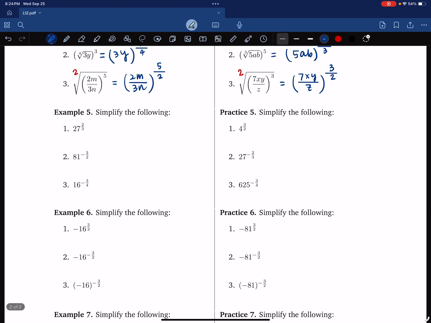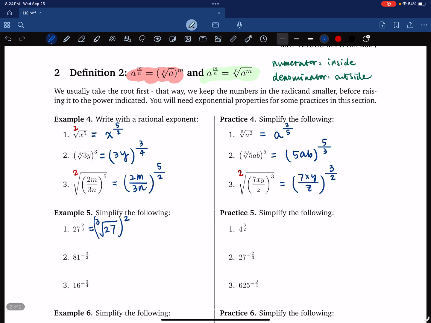Example 5. Now we're going to simplify this using the rational exponents. The first one is 27 raised to the power of 2 over 3. So I'm going to convert it to the radical form like what we did before. Base is 27. It goes inside the radical sign. And then the denominator is 3. So that's the index, which goes outside. The exponent is 2. And you could go inside, or you could just raise the whole thing to the second power.